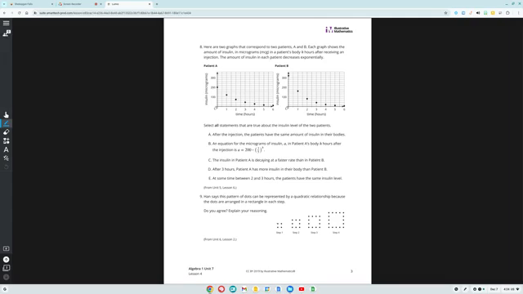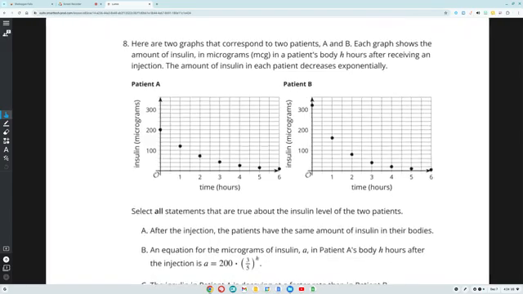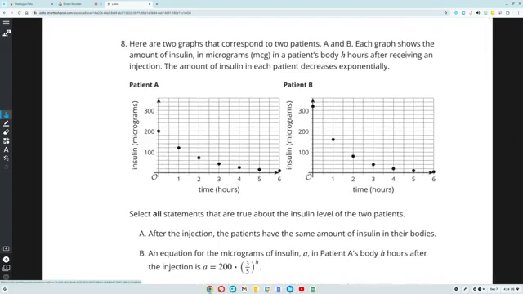Question 8. Here are 2 graphs that correspond to 2 patients, A and B. Each graph shows the amount of insulin in micrograms in a patient's body 8 hours after receiving an injection. The amount of insulin in each patient decreases exponentially. Select all statements that are true about the insulin level of the 2 patients.